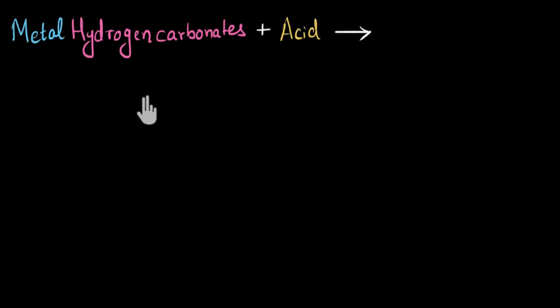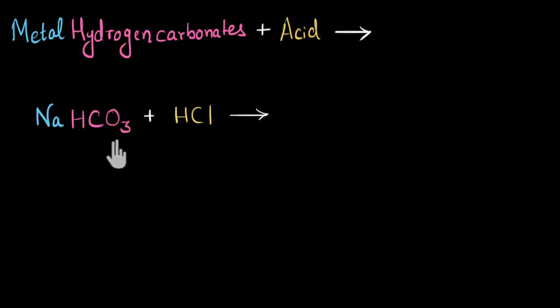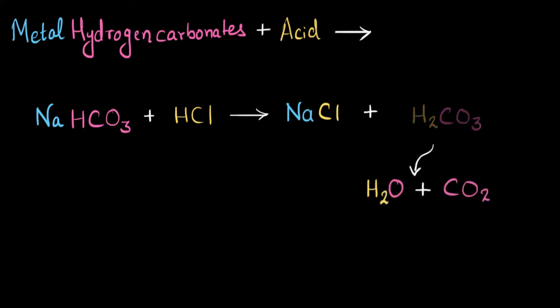Now let's react metal bicarbonate or metal hydrogen carbonate with an acid. For this, I have an example. I'm taking sodium hydrogen carbonate, NaHCO3, and I'm going to react it with hydrochloric acid. So this is also going to be a double displacement reaction. The ions will exchange position. Here sodium will displace hydrogen and combine with Cl, forming NaCl. And hydrogen will combine with HCO3 and form H2CO3. And we have seen that H2CO3 is not very stable and it is further going to dissociate into water and carbon dioxide. So the same products are formed over here also.